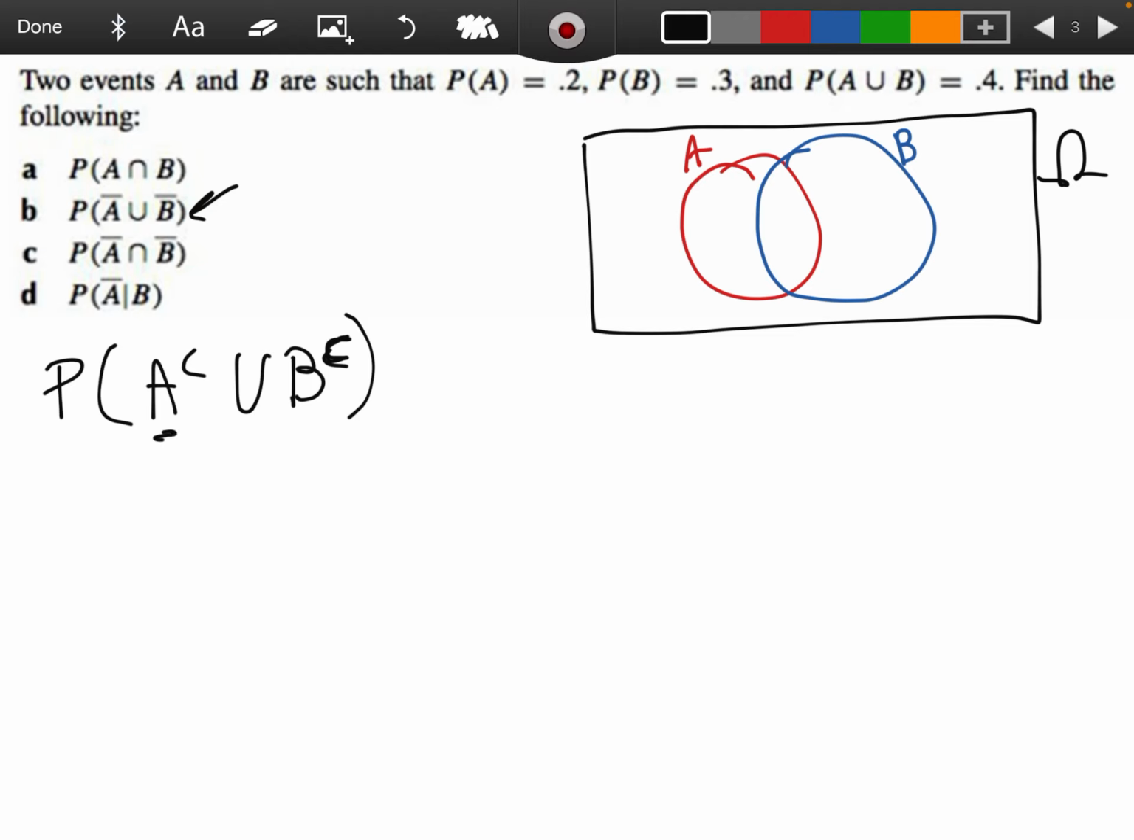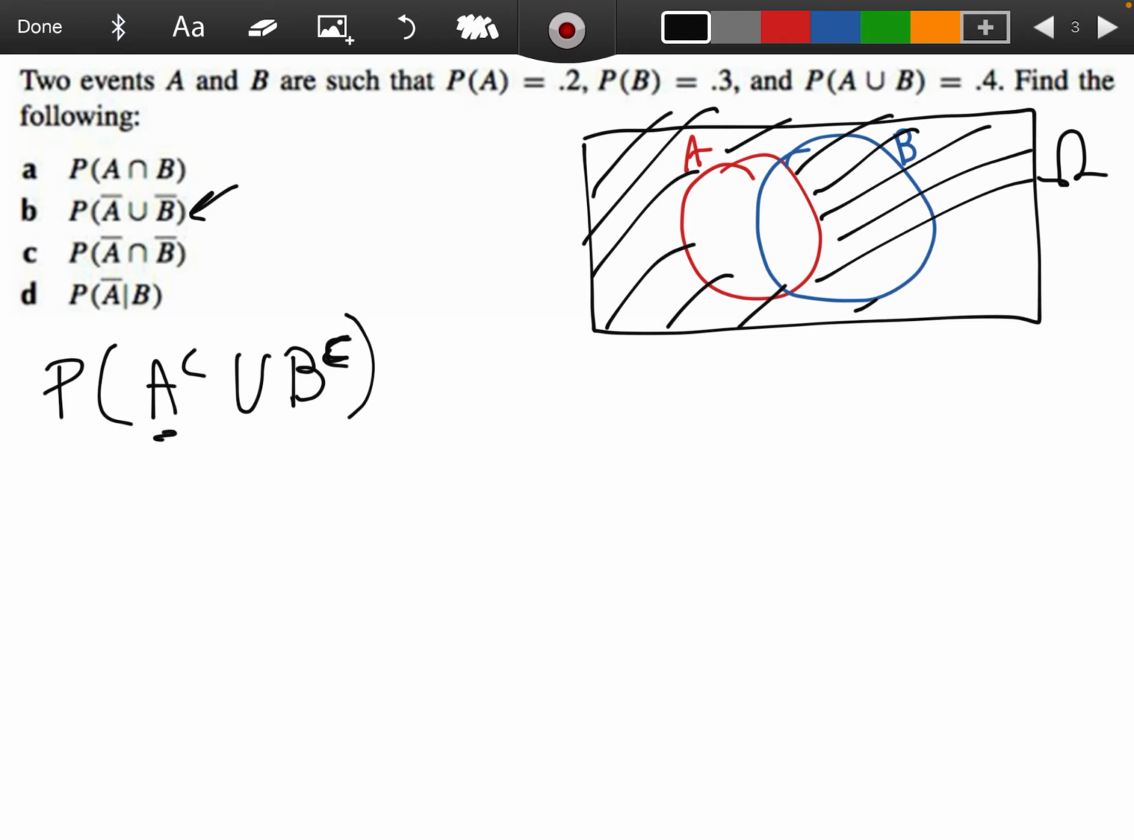It's anything outside of A, right? Including some parts of B that are outside of A, right? That's A complement. In fact, the probability of A complement alone is 1 minus the probability of A, right? So 1 minus 0.2 or 0.8.